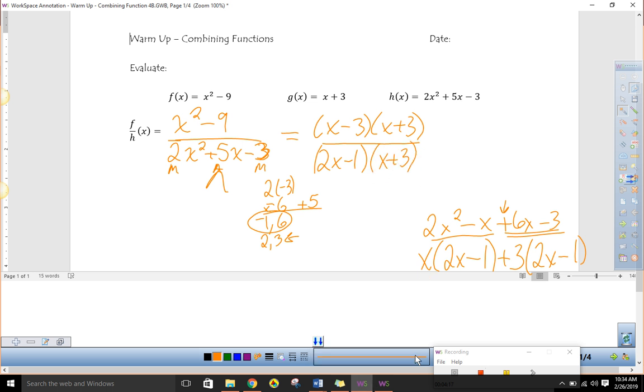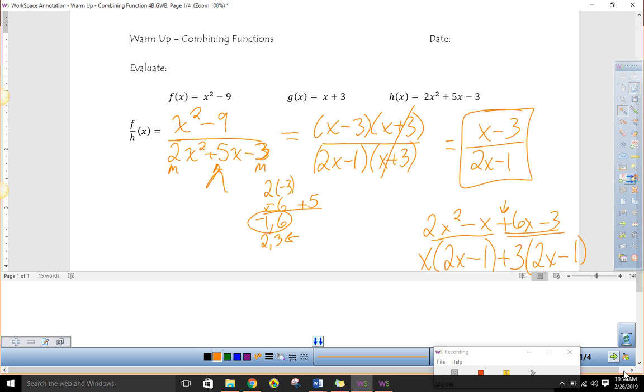So what can I do? Bam! So your final simplified answer is just this guy. Okay? So if they can be factored, try them, see if they have common factors. If they don't, then they don't. Okay? Cool? You okay there? Alright.